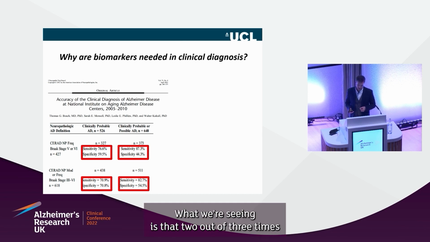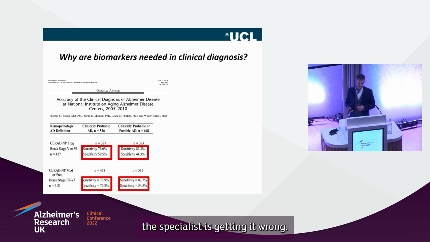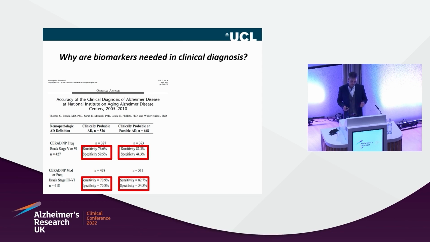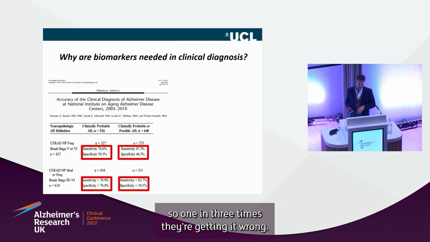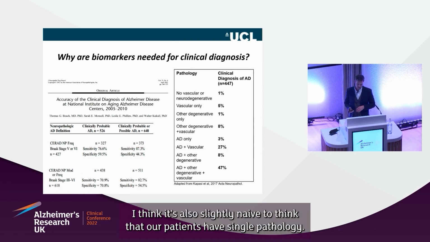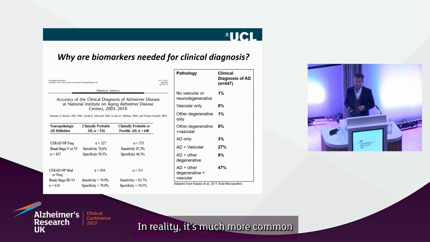So what we're saying is that in 2 out of 3 cases they're getting it right, so 1 in 3 times they're getting it wrong. I think it's also slightly naive to think that our patients have single pathology. In reality, it's much more common that they have multiple disease pathologies, particularly at the end of life.